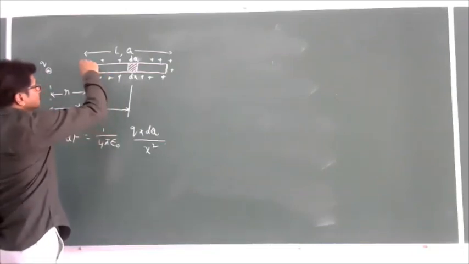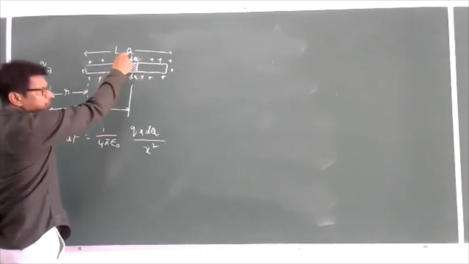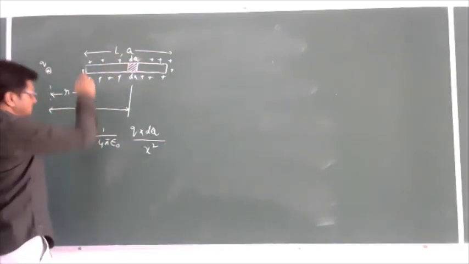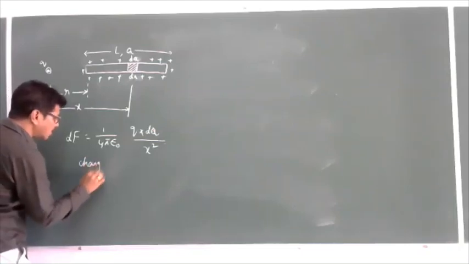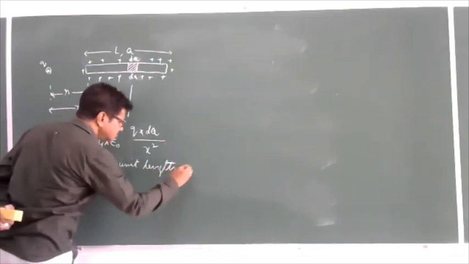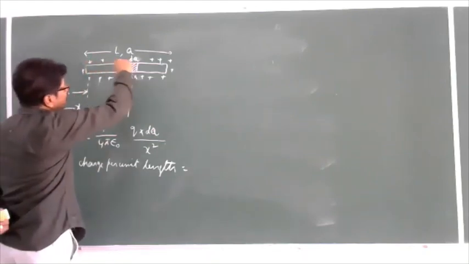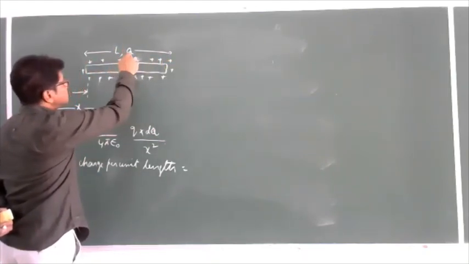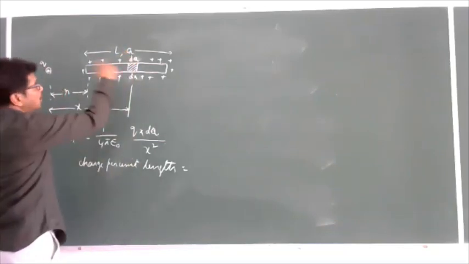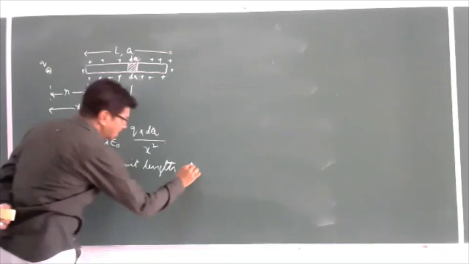Now here, this entire rod has a length L and a charge Q. So what is the charge per unit length? The total rod of length L has a charge Q. Then the charge per unit length is equal to Q by L, which we can call lambda.